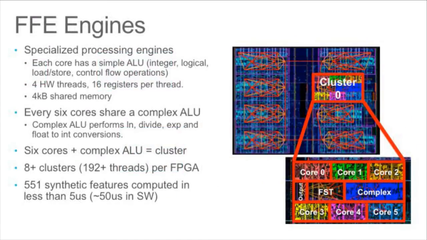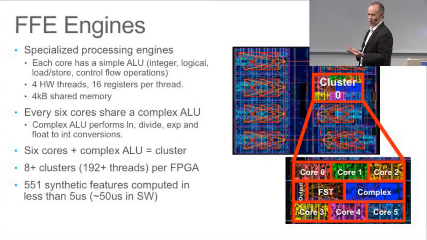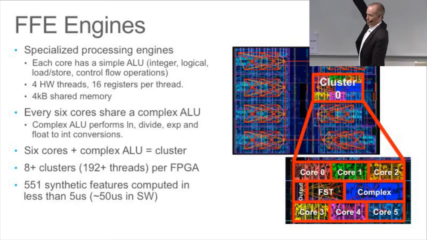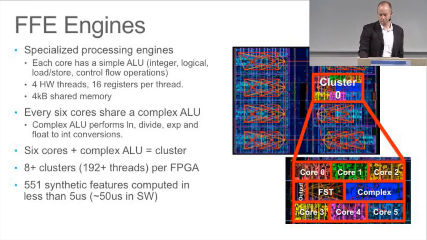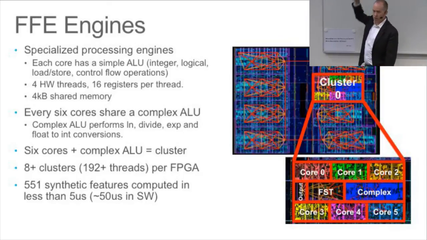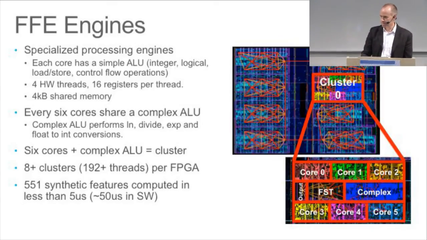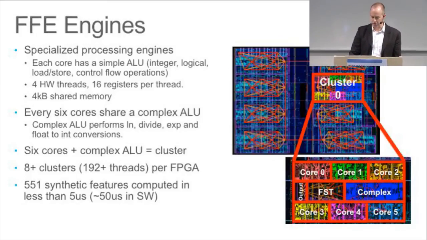And then on the second stage, we stream all those features to the freeform expression soft cores. They have little programs that are written almost as microcode, and each program computes one of those expression trees. In the design we built, we have four simple cores, each with four threads, and a complex unit to hold the natural log, exponent, and float-to-int and int-to-float conversions. And then that middle thing here is the feature storage tile. That's where the input features get stored. So this is a many-core design, four threads per core, six cores per cluster, up to 10 clusters per chip. And then, of course, you compute all these features in parallel.